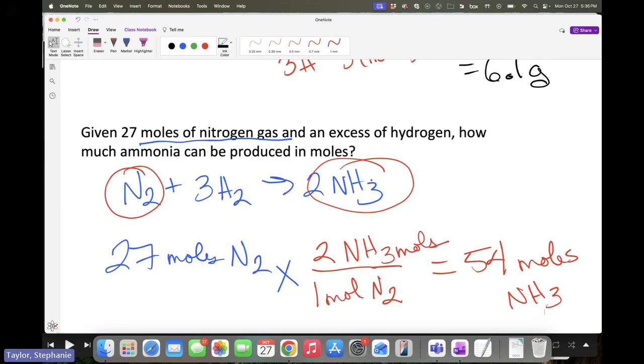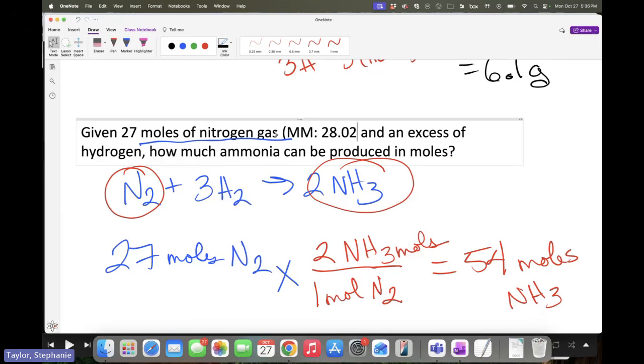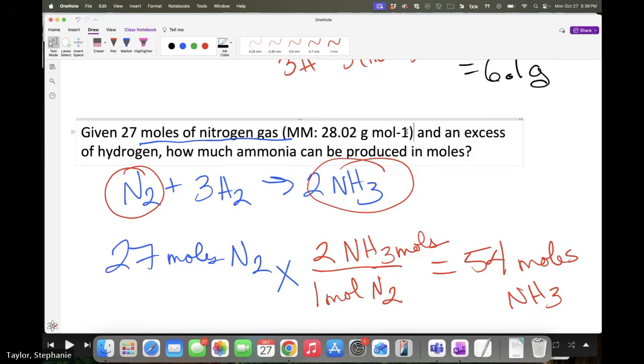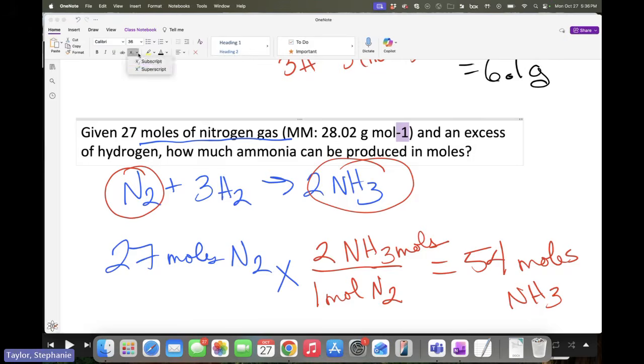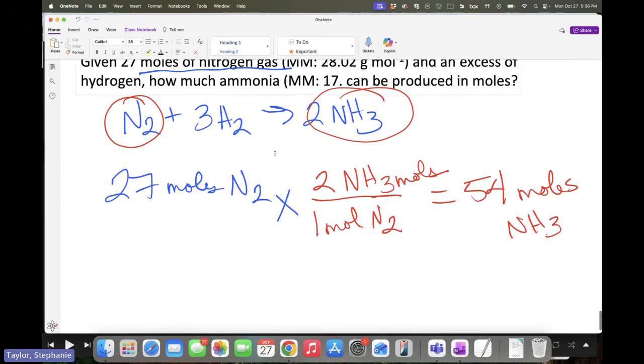The other thing we will do in here is sometimes go ahead and give you the molar masses. Sometimes they'll say molar mass, and this would be 20.02 grams per mole. And then ammonia, and we give you the molar mass of this one, 17.034.